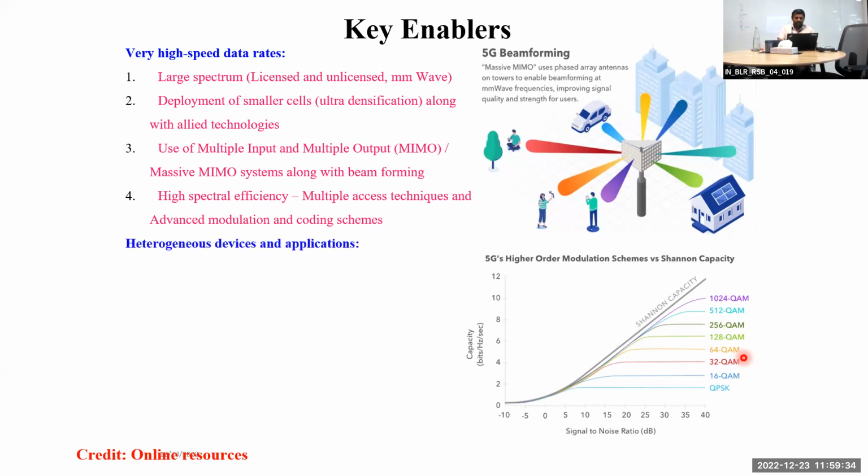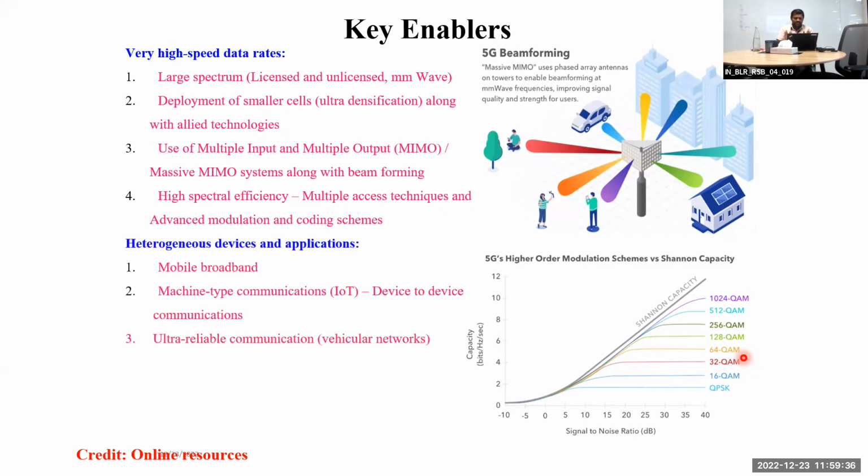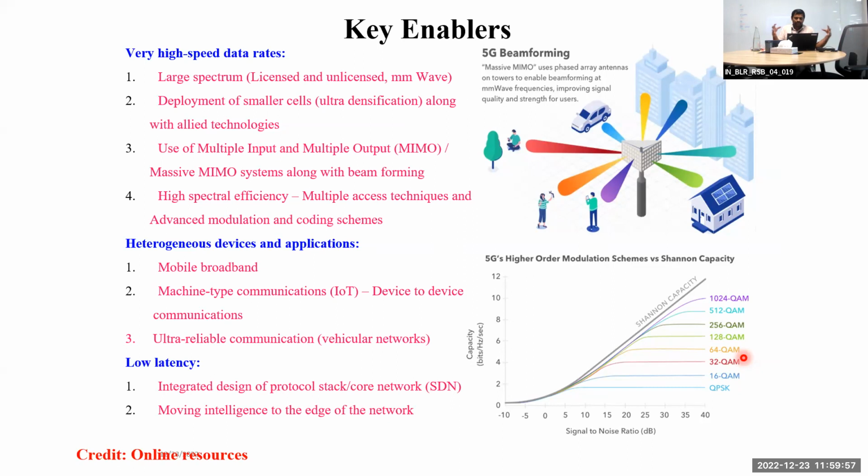Next is heterogeneous devices and applications. For example, mobile broadband, then massive machine-type communication like IoT, device to device, and so on. So various networks are coming together, and also vehicular networks. So many things are coming up together with 5G.